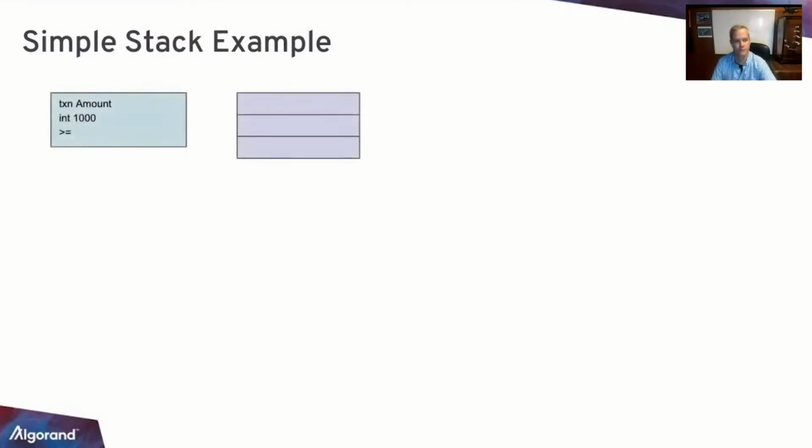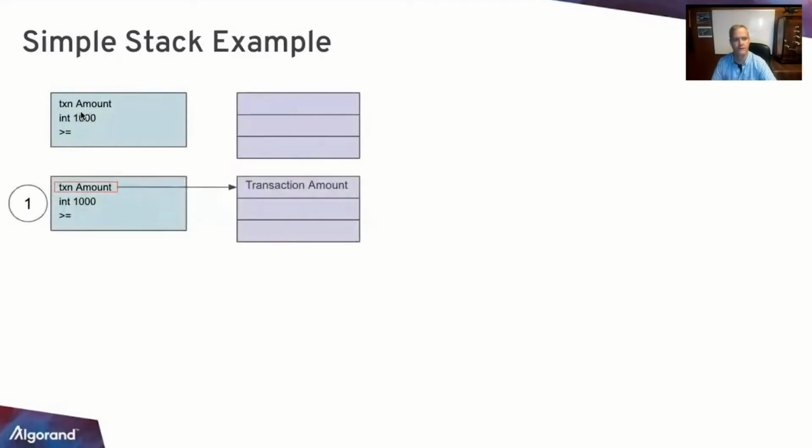First off, I want to show how TEAL processes a simple TEAL program using the stack. All right, so I have this TEAL program. It essentially says I want to know if the transaction amount is greater than 1,000 microalgos. So I use the TXN opcode, and then I pull out the property amount. Then I use the pseudo operator int, and I push 1,000 on the stack. And then I use the greater than or equal to operator to see if it's actually greater than or equal to that.